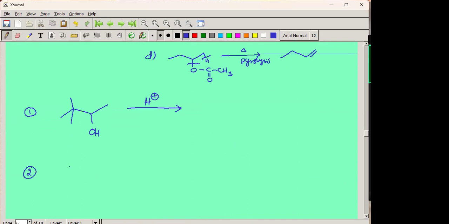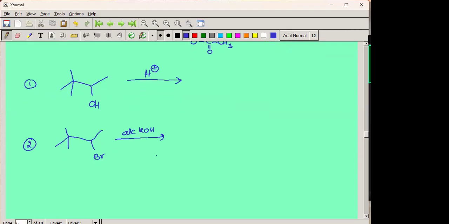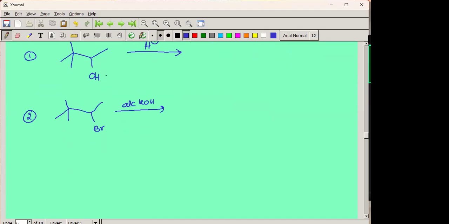Second question, I am going to represent. Here it is bromine, alcoholic OH. What we get? Okay. So see here, what happened? I'll go with one example, that is alcohol or either bromine. Both are the same. In case of bromine, first what happened? We know the mechanism. So I'll go with the mechanism.